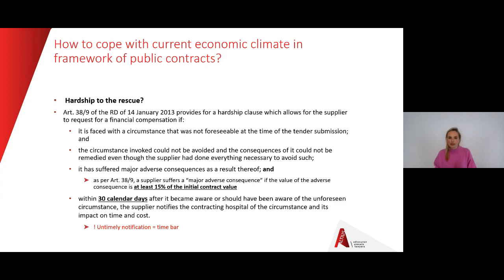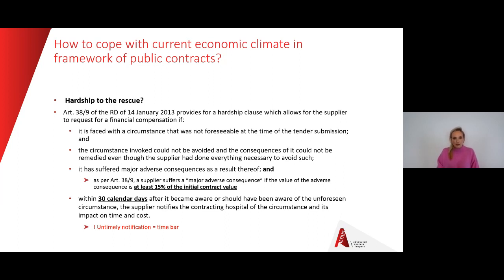And then the fourth, and I would say from my legal perspective, always the most important one, is the notification. You should have notified within 30 calendar days after you became aware of the circumstance which has led to the increase in the initial contract value. You should notify the hospital. And if you do not do it within those 30 calendar days and you do not notify them of the possible impact on cost and time, unfortunately, your request will be time barred afterwards. So that's always a very important one.